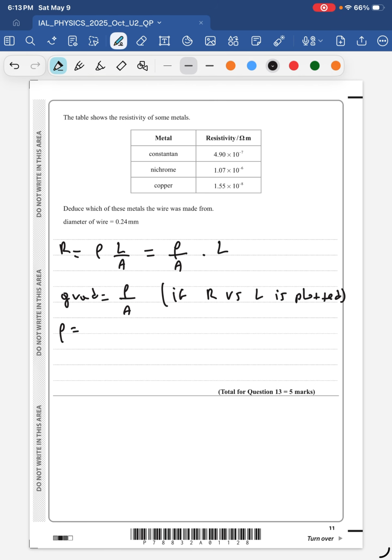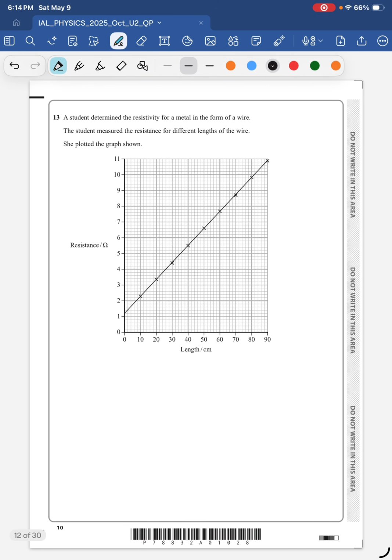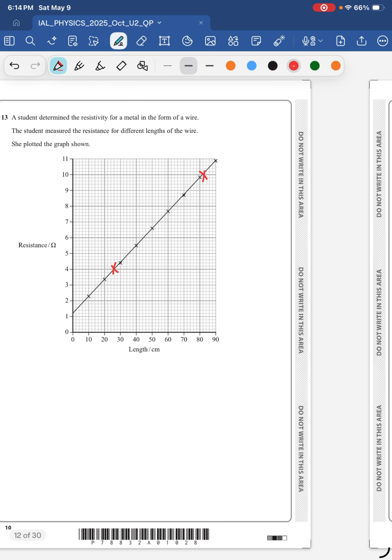Okay, so the resistivity is equal to the gradient times the cross-sectional area. Now the gradient is delta R over delta L, so we have to go back to the graph and pick 2 points. Any 2 points will do. I chose this one and this one for convenience, but you can pick any 2 points.